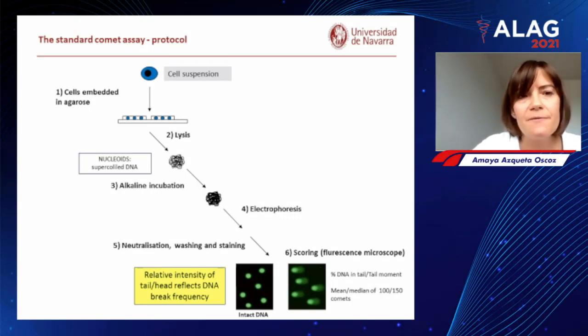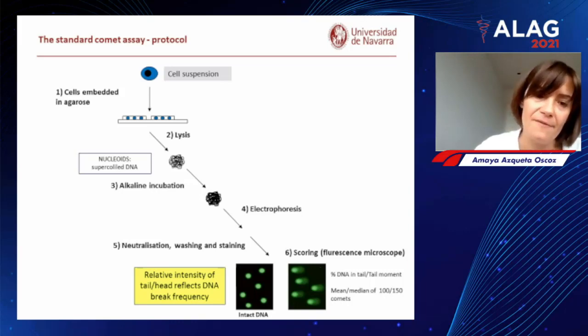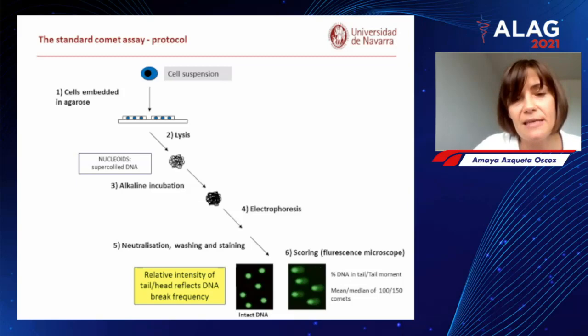So the protocol is quite simple. In the first step, the cells are embedded in agarose and placed on a microscope slide to form a thin gel. Well, now other supports apart from microscope slides are also used. But anyway, the cells are lysed to form nucleoids, which contain supercoiled DNA. And then they undergo an alkaline incubation and an electrophoresis. Then, after neutralization and washing, the nucleoids are stained with fluorochrome and visualized under the fluorescence microscope.